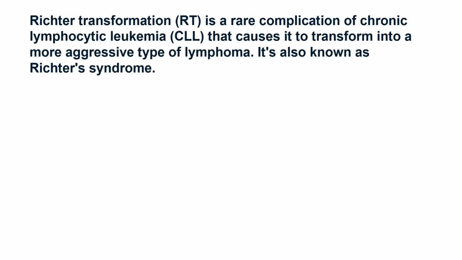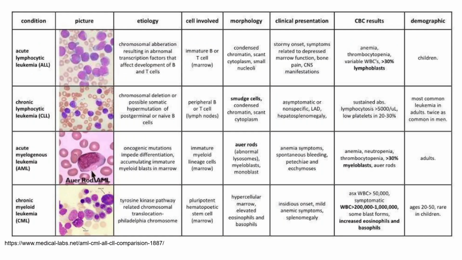One of the complications which occurs with lymphocytic leukemia is a sudden aggravation of the condition, called Richter transformation. It's a rare complication, and it results in a sudden aggressive type of lymphoma. In such conditions, it becomes an emergency and the patient has to be treated. With this, I will keep it very brief.